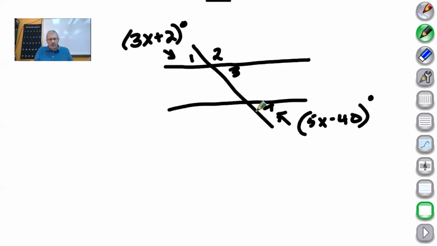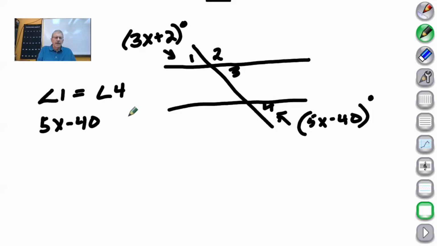Well, let's see, first of all, what the relationship is. We know angle 3 and angle 4 are equal. Angle 3 equals angle 4. 3 and 1 are vertical angles, so they must be equal. So 1 and 4 are equal. Angle 1 equals angle 4. Therefore, 5x minus 40 equals 3x plus 2. And then all we got to do is solve this.